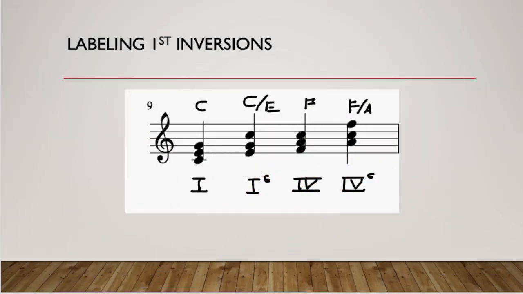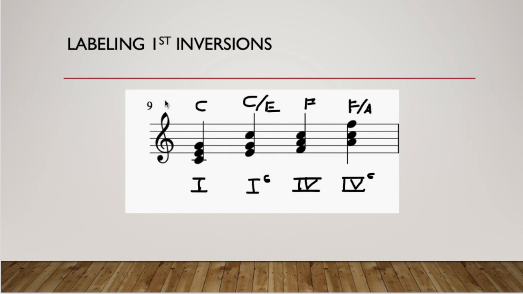When we label our first inversion triads with Roman numerals, first we start off with our labeling just like with root position triads. And then to signify that we're in first inversion, we're going to put this little 6 next to the Roman numeral. And the reason why it's a 6 is because the distance from the lowest sounding note, the third in this case, to the root is a 6.